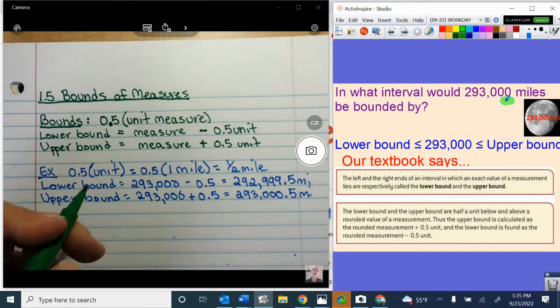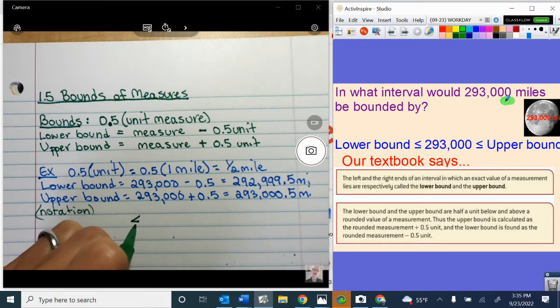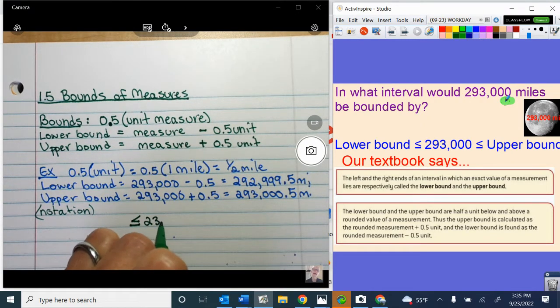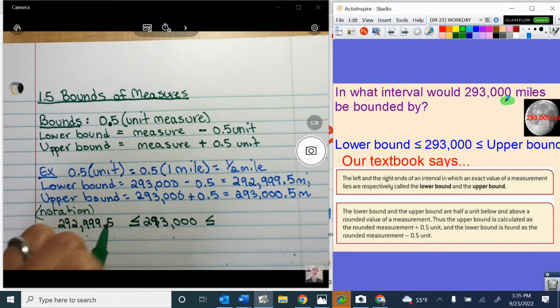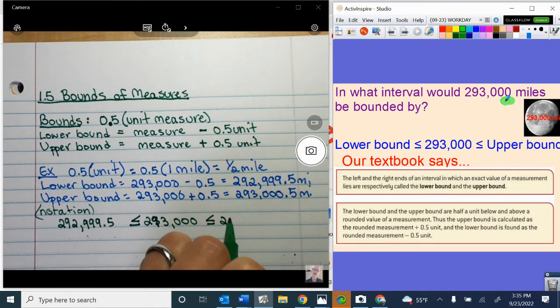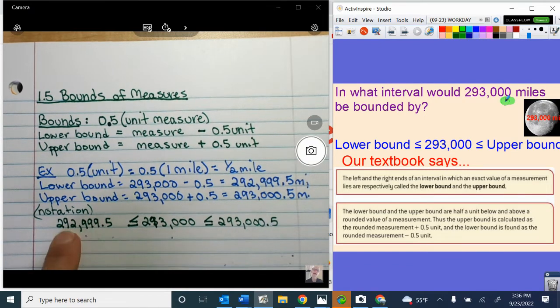And then notice the notation. Using interval notation, we would have less than or equals around the 293,000. Lower bound over here, 292,999.5. And then the upper, 293,000.5 miles. And that would represent the bounds for 293,000 miles.